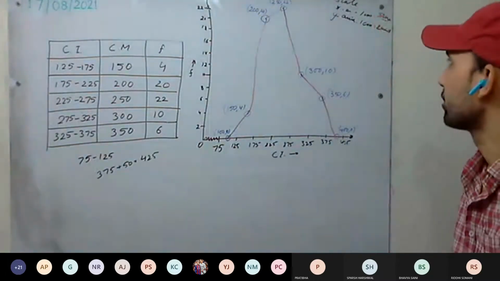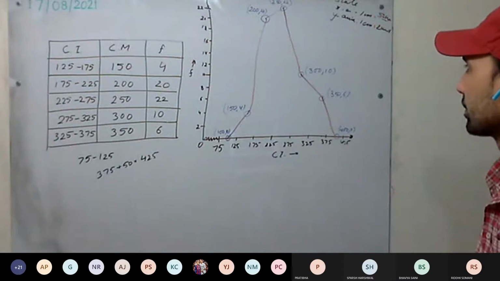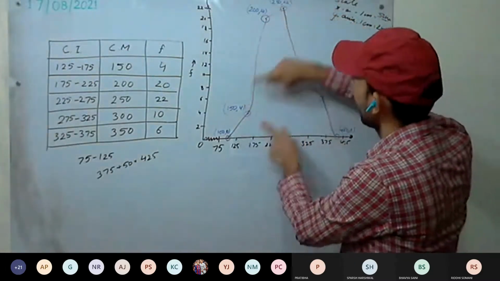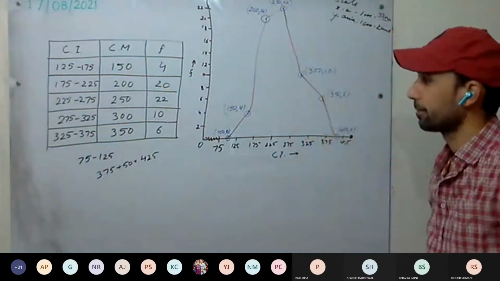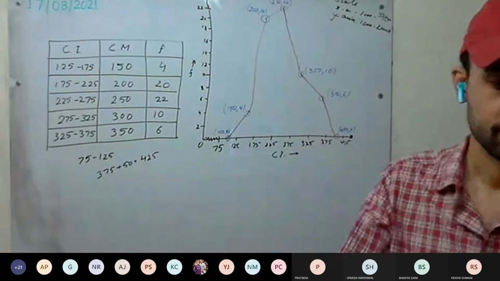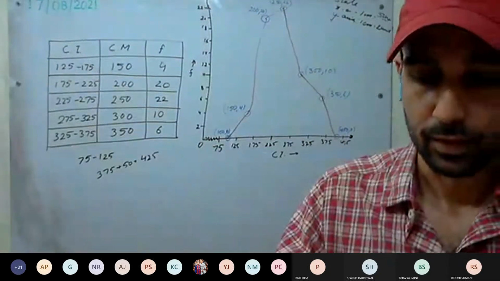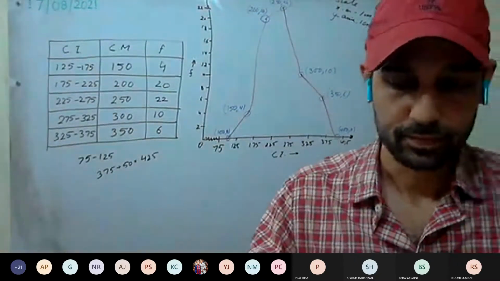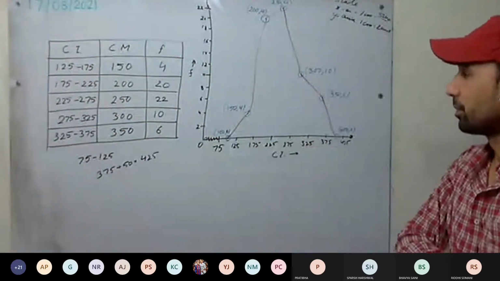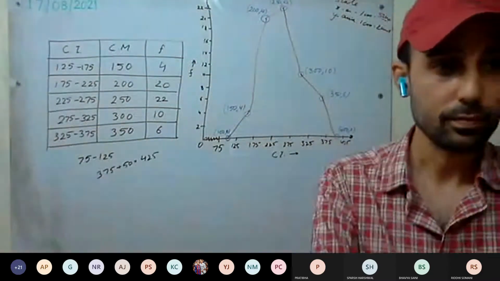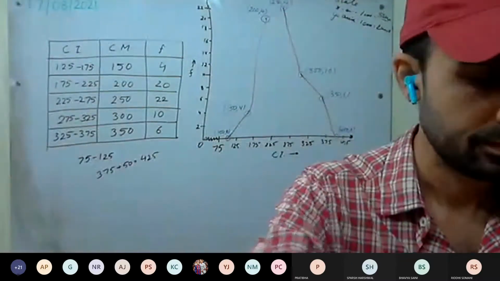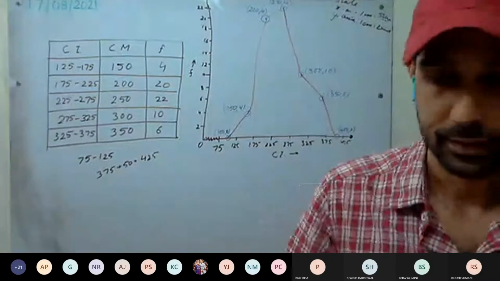Have you all drawn? So this is the highest frequency, and frequency is decreasing. Here as well decreasing. Okay. Is this clear?